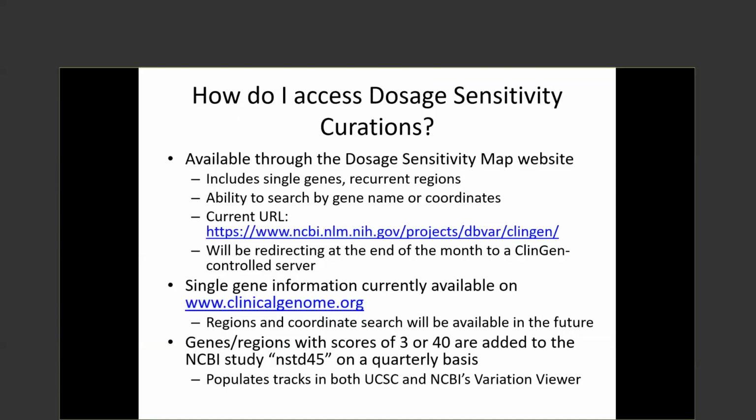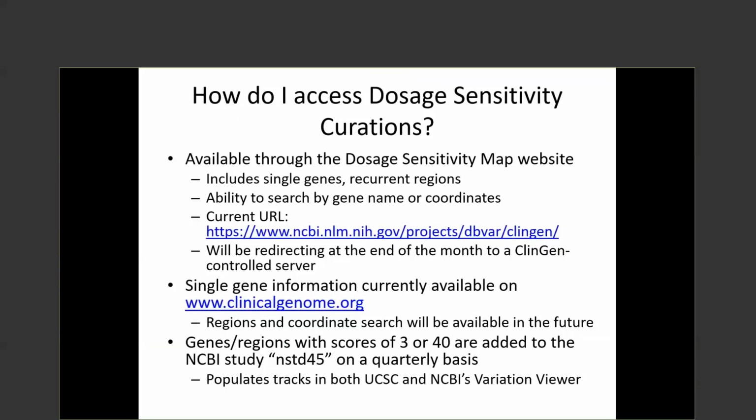I'll note that this site will be moving to a ClinGen server in the near future, and you'll be automatically redirected to the new page, which will look and act the same from this site. Single gene dosage curations are also currently available on the ClinGen website, clinicalgenome.org, and at this time you can only search the ClinGen site by single gene. Recurrent regions, as well as the ability to search the ClinGen site by genomic coordinates, will be available in the future.